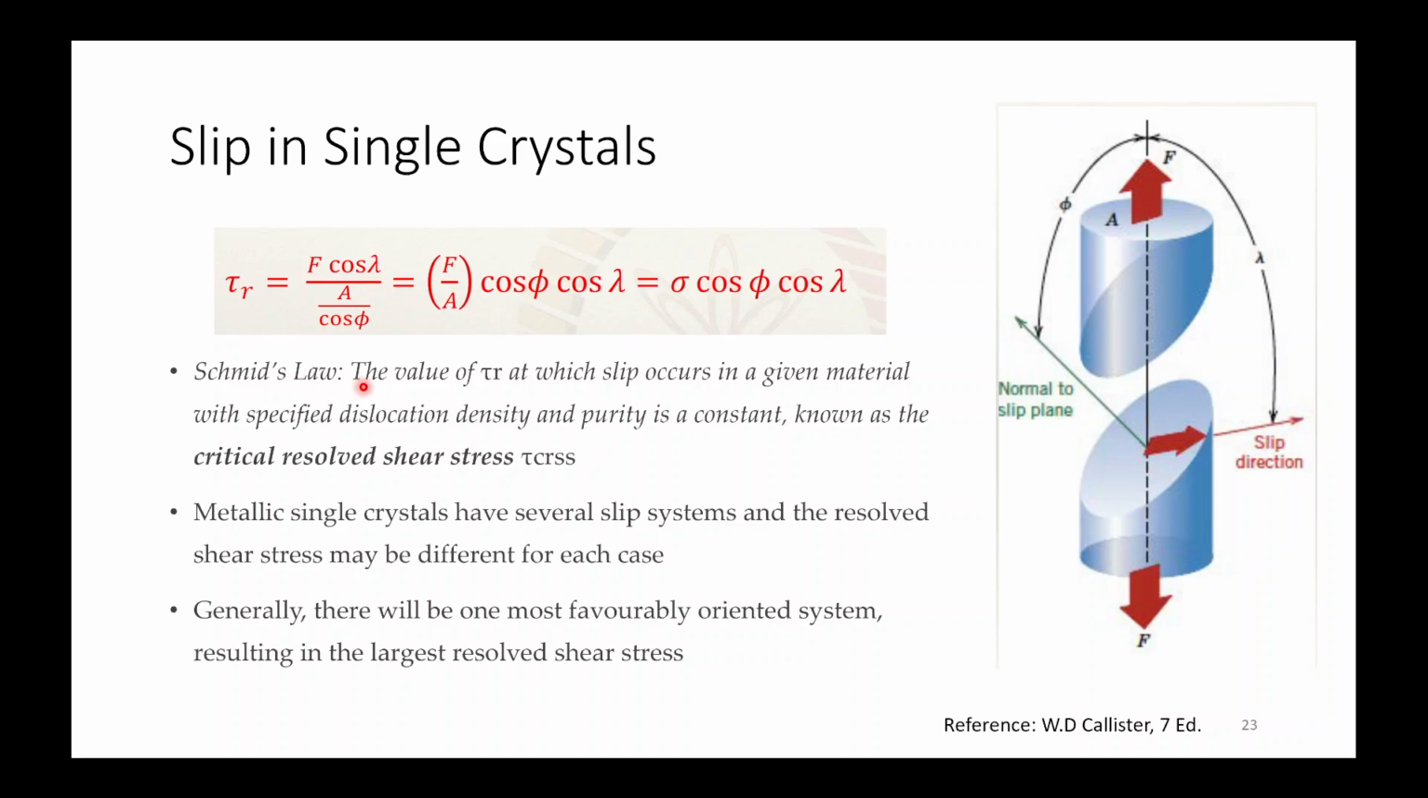So Schmid's law tells that the value of tau R at which slip occurs, in a given material with specific dislocation density and purity, is a constant, which is known as the critical resolved shear stress. And metallic single crystals have several slip systems, and the resolved shear stress may be different for each case. Generally, there will be one most favorably oriented system resulting in the largest resolved shear stress.